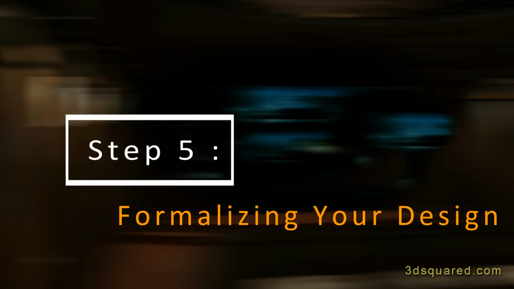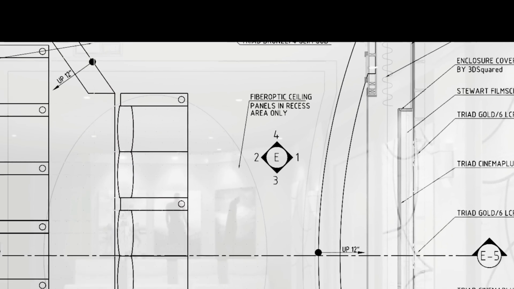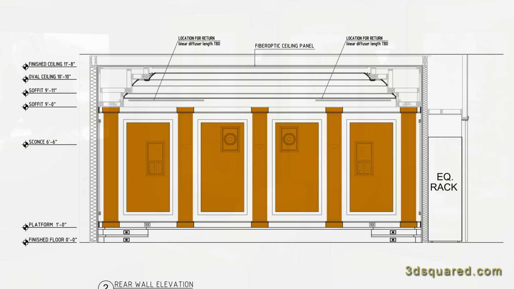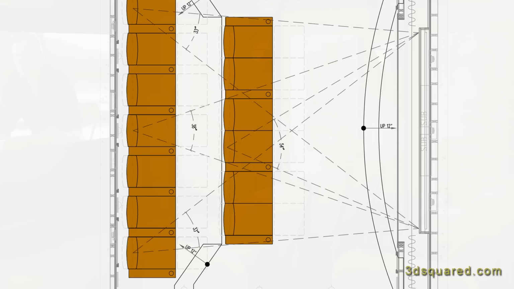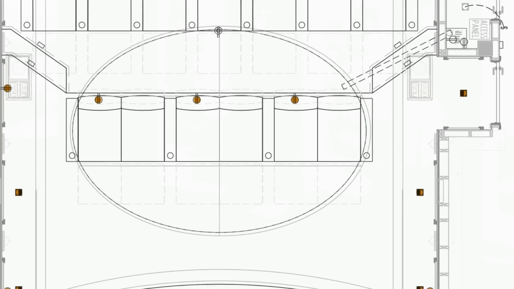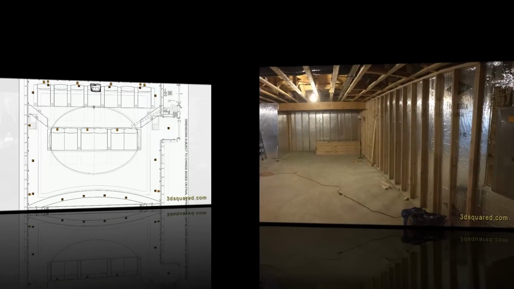In Step 5, we'll formalize your design concept. It's now time to start making your theater a reality. If you have a decent budget, you should certainly consider budgeting for a formal design package. This package should include floor plans, elevations, chair layout, sightline study, construction drawings, and electrical layout.